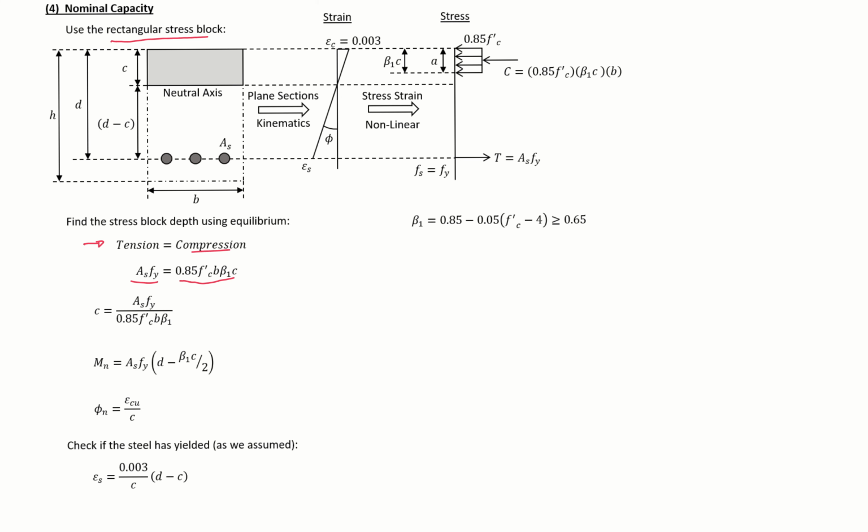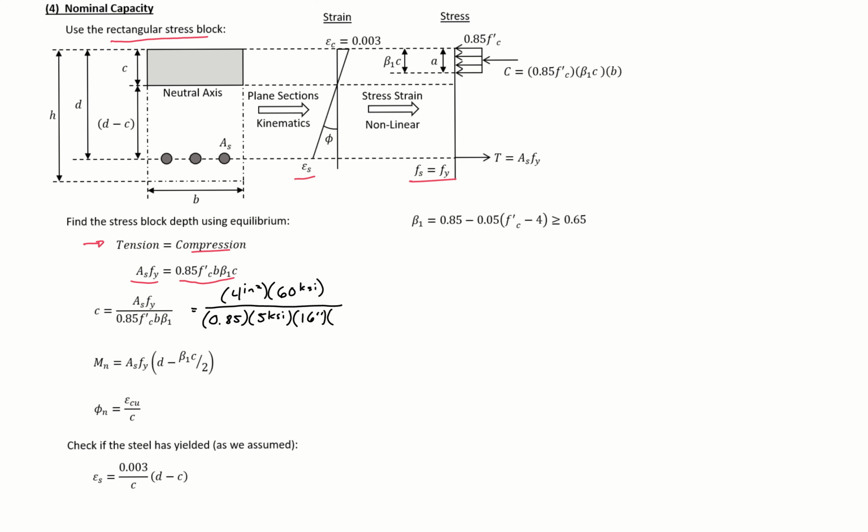But here we'll assume that our steel is yielded, and we can solve for our C. So our C is equal to our AS, 4 inches squared, times FY, 60 KSI, divided by 0.85 times 5 KSI times our B, and times beta 1.